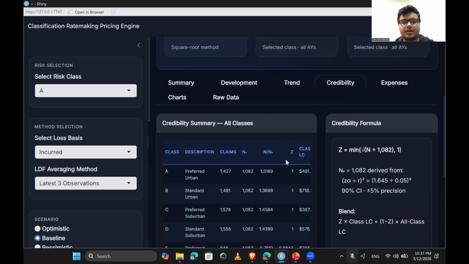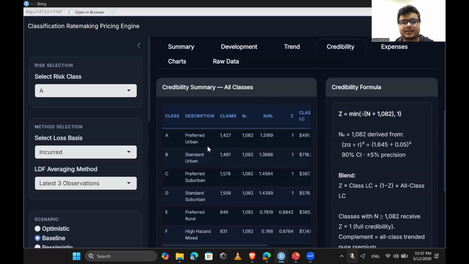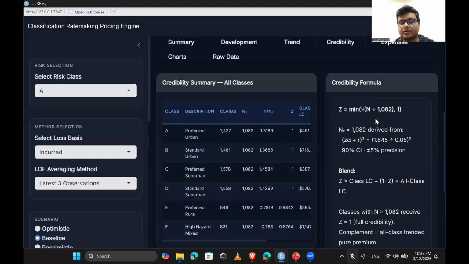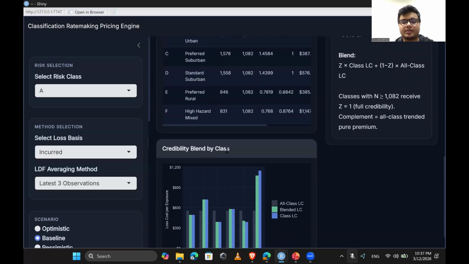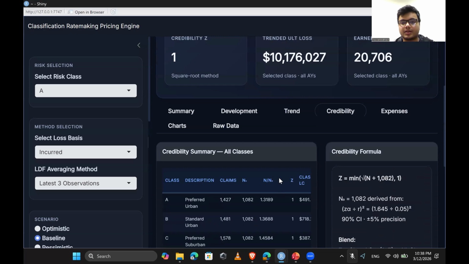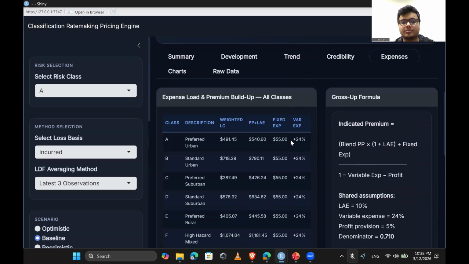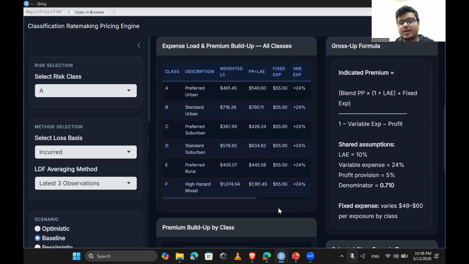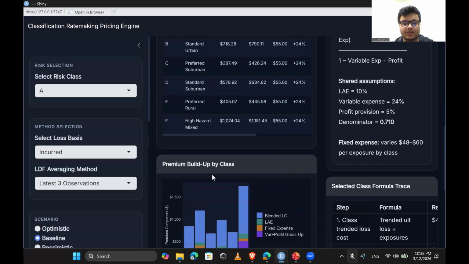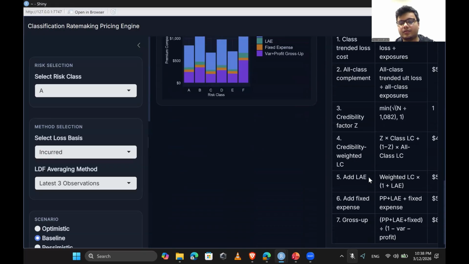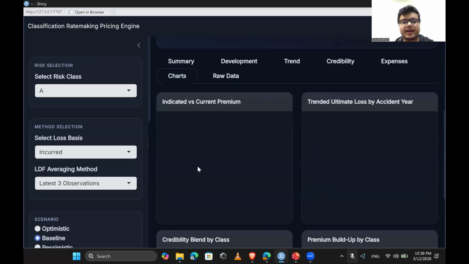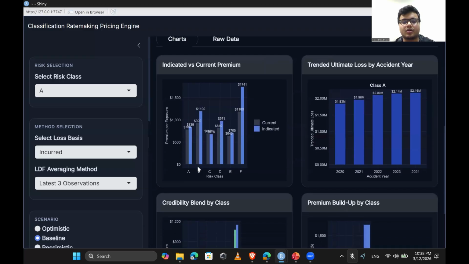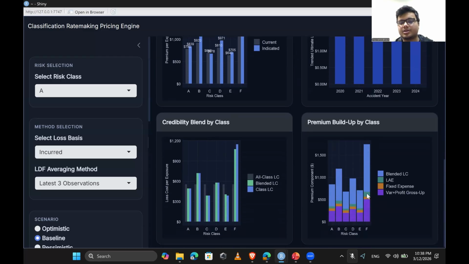For the credibility tab, I show all the classes' credibility summary and the credibility formula used for this. And the credibility blend by class is also shown by the graph just below it. And for the expenses, expense loading and premium build up for all the classes are shown along with the formula used for it. Premium build up by the classes is also shown below it, and the formulas used for it. And for the charts, we have indicated versus current premium for all the six risk classes, trended ultimate loss by accident year for the chosen class, credibility blend by class, and premium build up by the class.